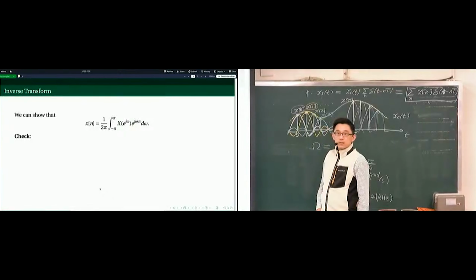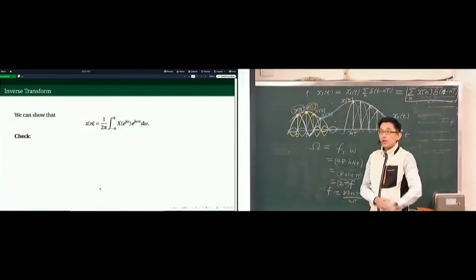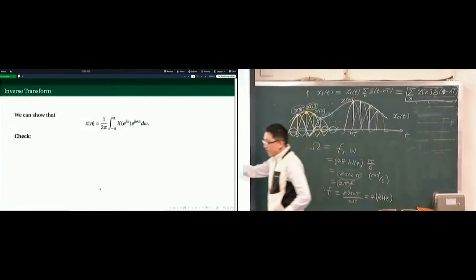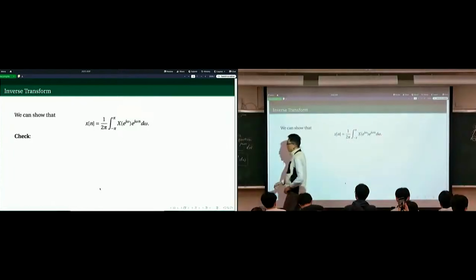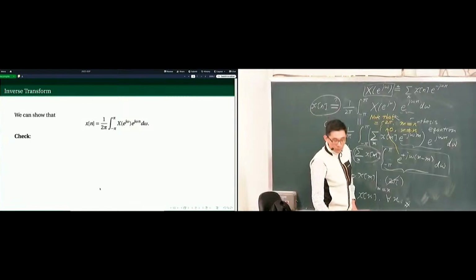Okay. So we are running out of time. Yeah, we're running out of time. But now, with the definition of forward and inverse transform, you are all set for homework number 1.